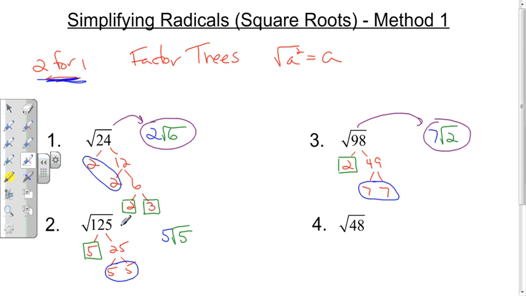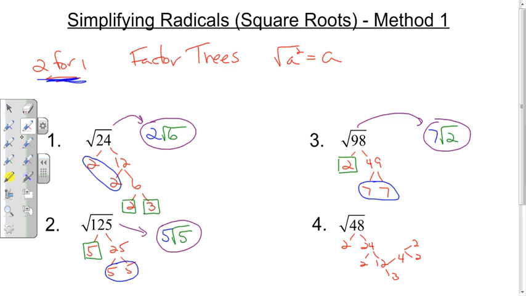So the square root of 125 simplifies to 5 root 5. You could verify that on your calculator. And for 48, we see in the next example, number 4, I can make a factor tree for 48: 2 and 24, 2 and 12, 3 and 4, and 2 and 2.